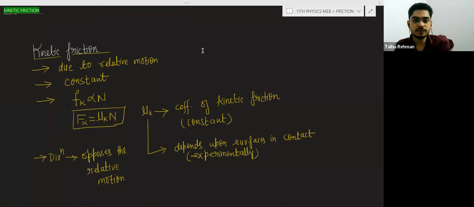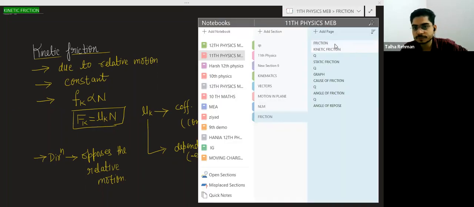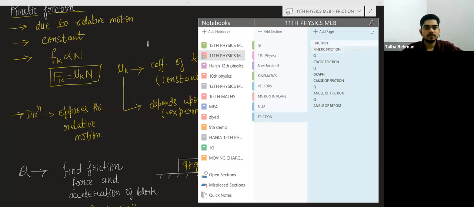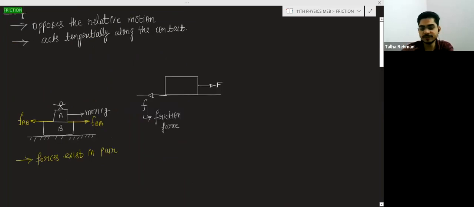Okay. Now, focus on the kinetic. There are two types of friction. I think I have told you. So, basically, first, what is friction? Just once more revising. Friction opposes the relative motion, simple. It acts tangentially along the contact. This is tangentially along the contact. Okay, so I will represent the friction force with small f. So this example I told you.